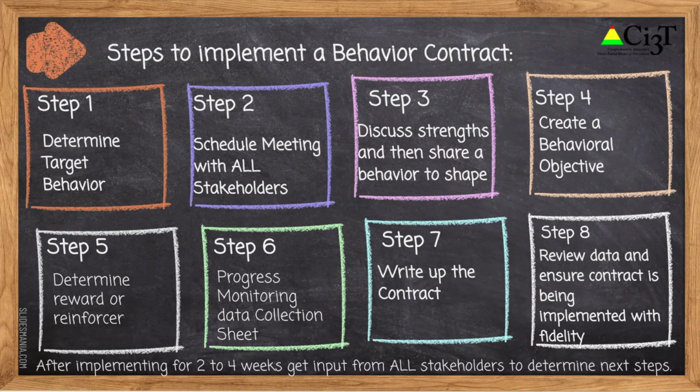Step 8, review data and ensure the contract is being implemented with fidelity. Monitor progress, sometimes do a weekly review of student performance. Check and see if the behavior is increasing or the negative behavior is decreasing, and is everyone implementing the plan as designed? Is everyone involved with the plan? Everyone working toward what's going to make the student successful? And then the final thing that we want to think about is after implementing the plan for 2 to 4 weeks, you want to get input from all stakeholders to determine next steps.